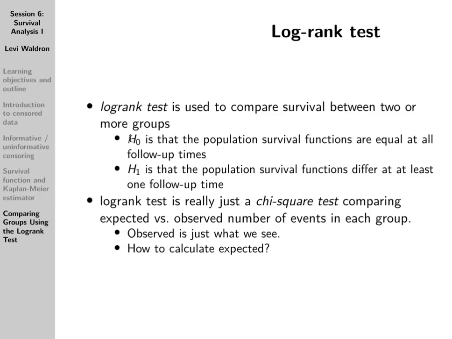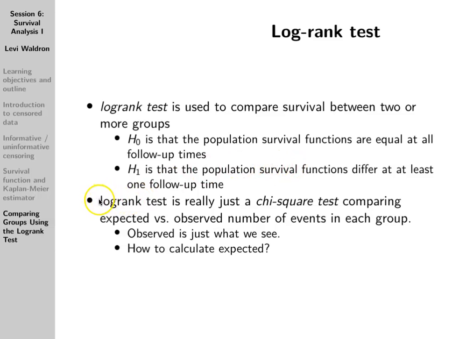The null hypothesis for it is that the survival functions for the population are equal at all follow-up times. So that S of t or any of those, the F of t, the H of t, they're identical for all of your groups at all times. And the alternative hypothesis is that those survival functions differ for at least one of the follow-up times, for at least part of the time.